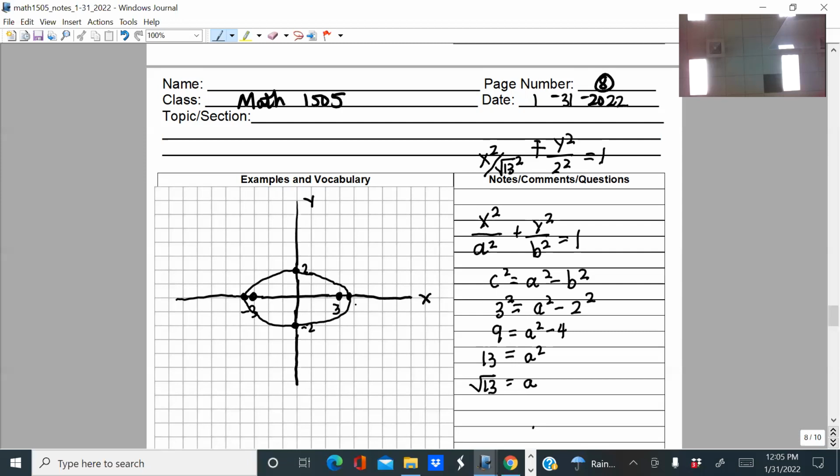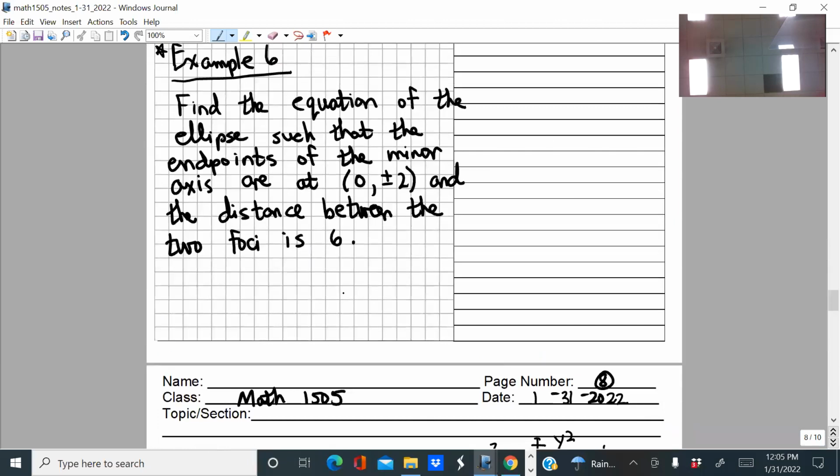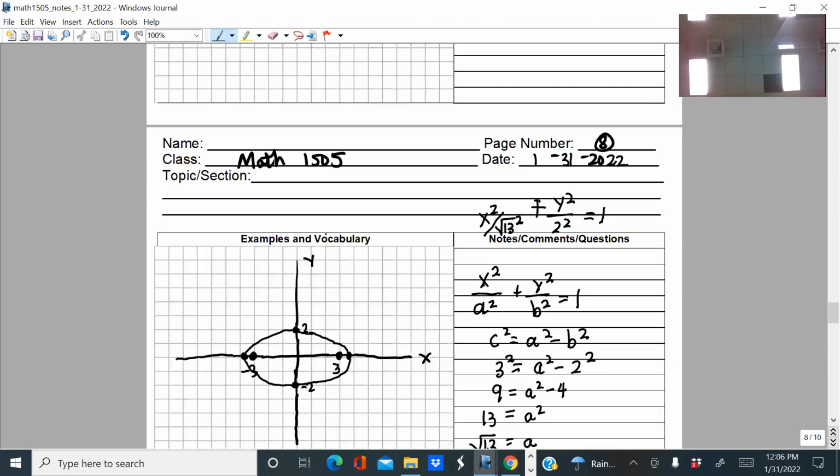Between c and a, you know that c is always less than a. The focal points are always inside of the vertices. Yeah, you maybe did miss part of the question. It didn't tell us where the foci are, but it told us about the foci. It said their distance is 6. So we deduced that they had to be 3 and minus 3. That gives it a distance of 6, right? Okay, all right.